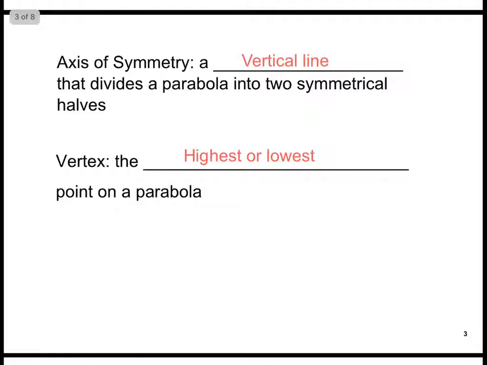Alright, a couple of things that are review. Axis of symmetry is a vertical line that divides a parabola into two symmetrical halves. So it's where the symmetry happens. If you put a mirror there, that's how we get our reflection. Vertex, we've been talking about for a few days as well. It's the highest or lowest point on a parabola. If you guys remember, vertex is always written as an ordered pair, x, y.